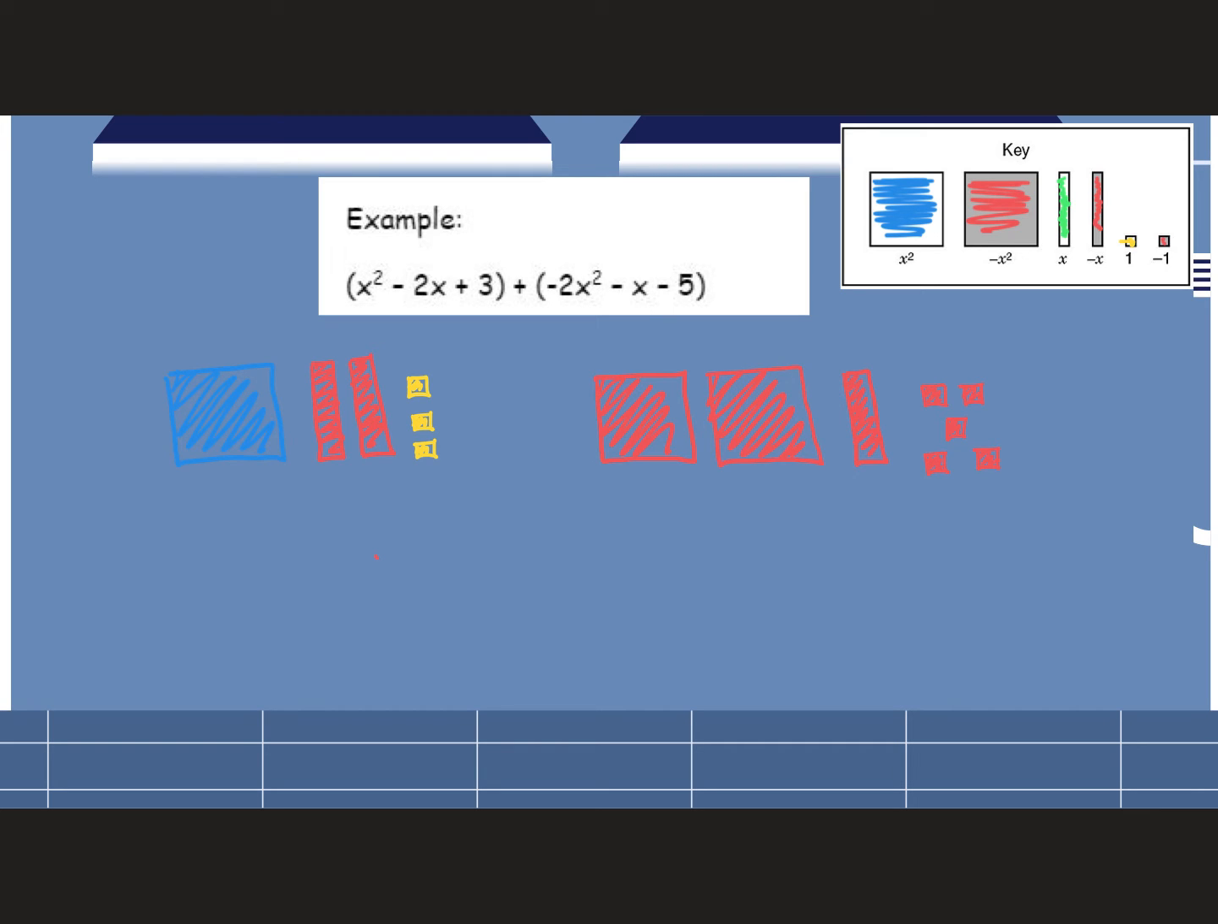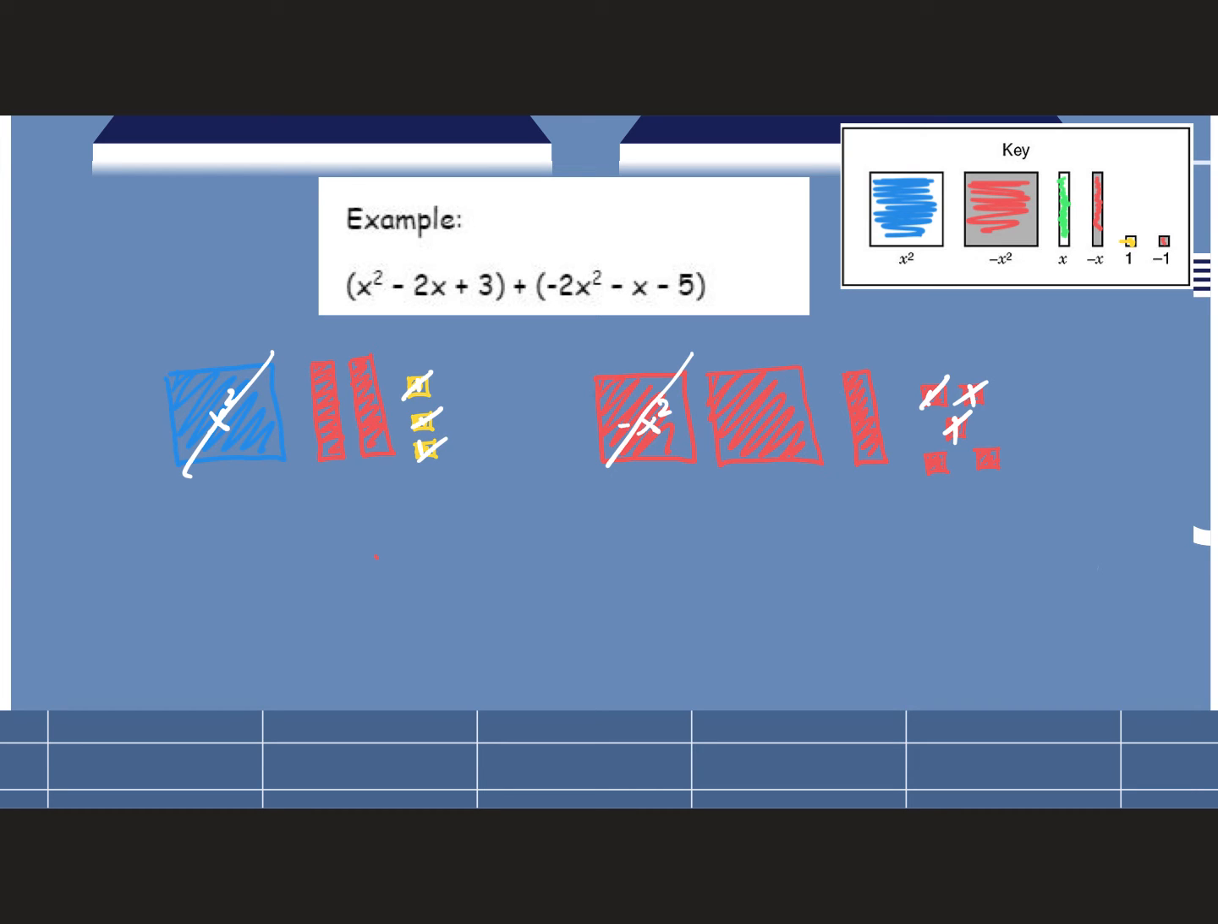All right. So the next thing we do, we find zero pairs. So again, they have to have the same variable. All right. So we can look here and see. I have a positive x squared here and a negative x squared here. So those are going to zero pair out because we have a positive x squared and a negative x squared. I have a positive 1 and a negative 1, a positive 1, a negative 1, a positive 1, a negative 1. So those are also going to zero pair out.